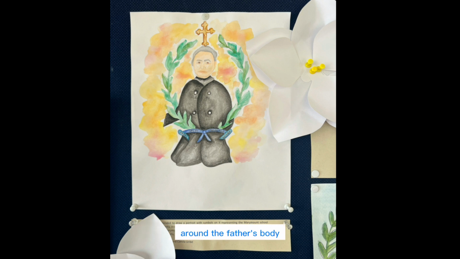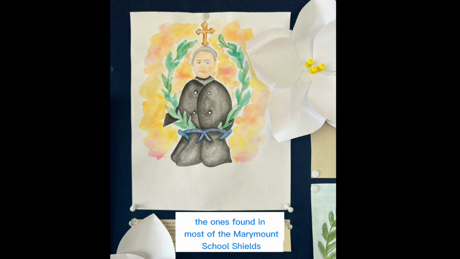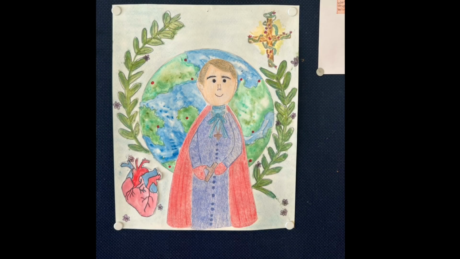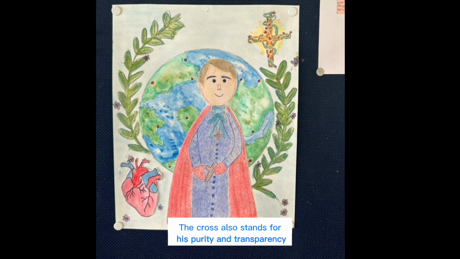Around the father's body, there are some leaves that portray the ones found in most of the Marymount School shields. The cross upon his head is also found on the school shields. And finally, we have a ribbon that has some words that we can also find in the shield. We drew Father Gailhac with his signature clothing and ornaments, one of them being the cross, which symbolizes his connection with God and Christianity. The cross also stands for his purity and transparency.